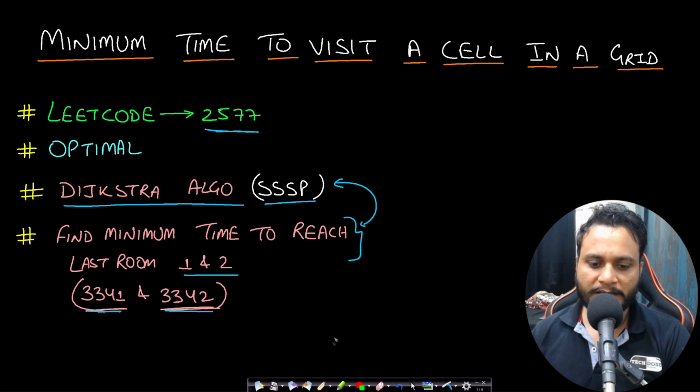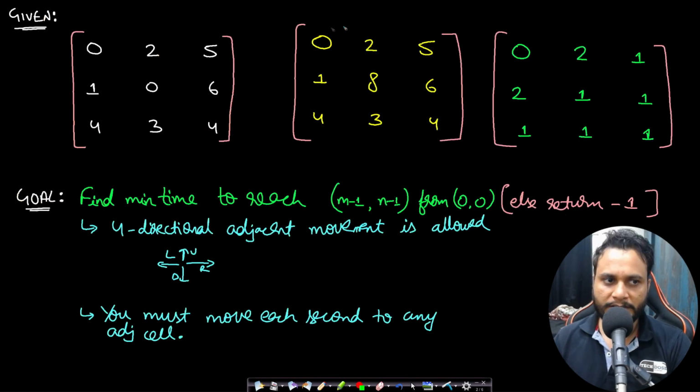Now let's look at an example for better understanding. In this case, let's assume that this is our example number 1. Okay, so an m by n matrix will be given. In this case, I am just taking a 3 by 3 matrix. We need to find the minimum time to reach the m-1 n-1th cell from the 0 0 cell. That means the 0 0 is the top left cell, so this will be the start point. Okay, and you want to reach the bottom right cell. This is your m-1 n-1th cell, right?